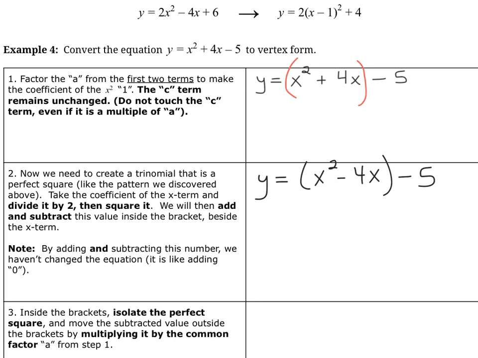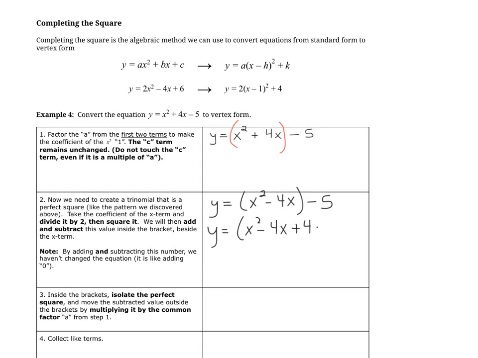We take our b value, which is negative 4. We divide it by 2, and we square it. Negative 4 divided by 2 is negative 2. Negative 2 squared is a positive 4. So I'm going to take that value of positive 4 and put it inside my bracket. I'm going to add and subtract that positive 4. And then the negative 5 is still on the end.